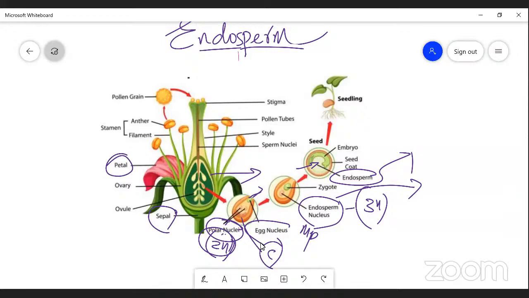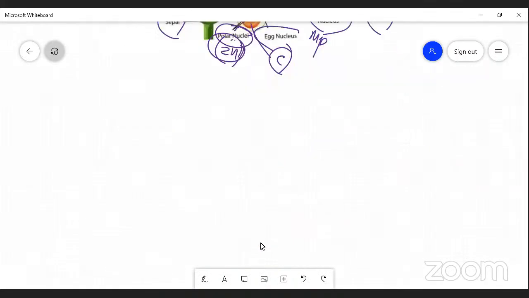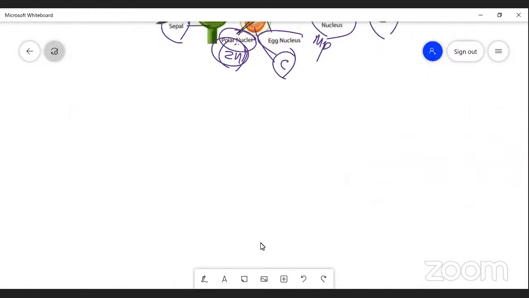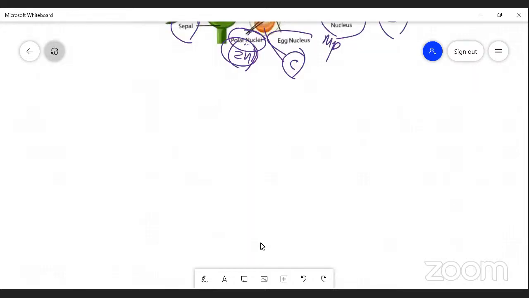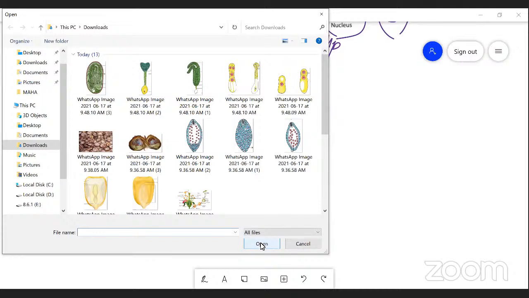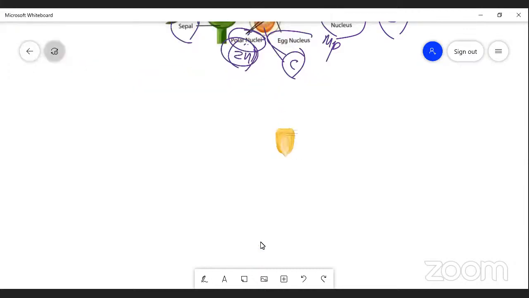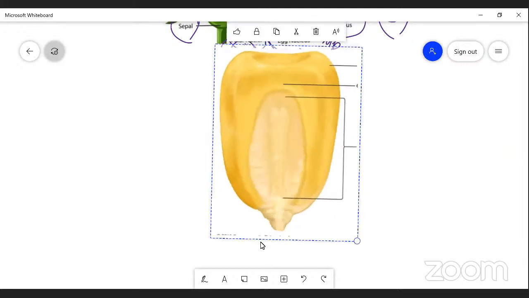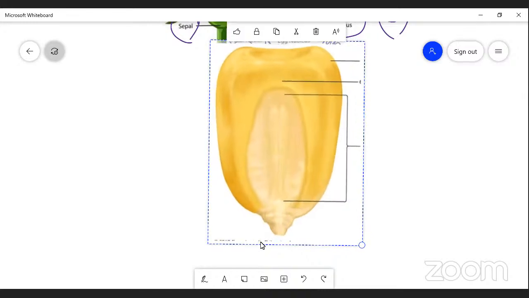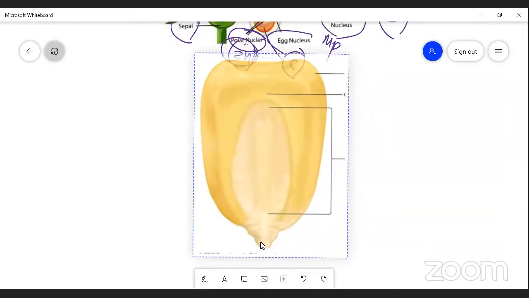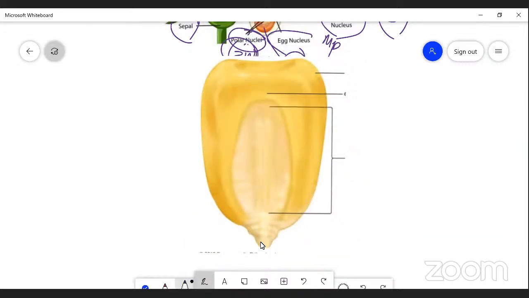Next we pass on to types of endosperm. My dear students, before that, I'd like to show you the structure of endosperm so you can clearly understand. In maize, you can find the structure in which you can see the endosperm.